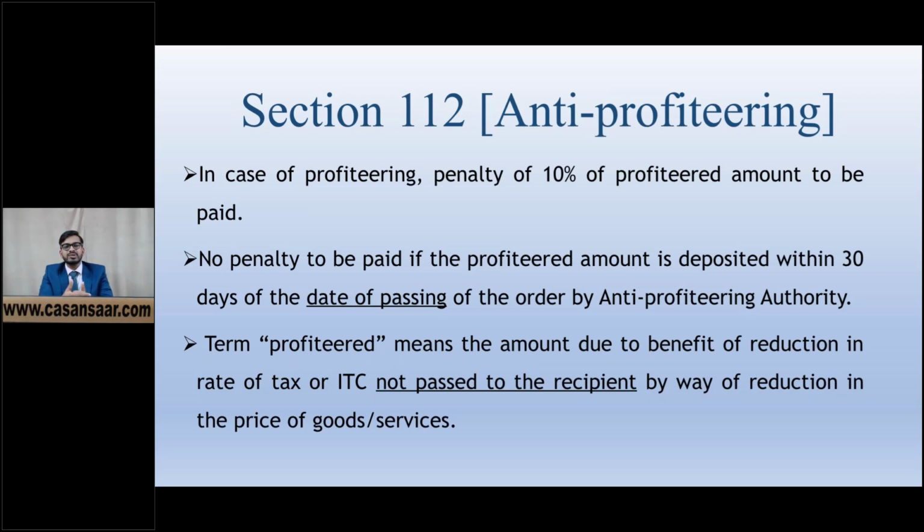So suppose I am selling some goods at 100 rupees plus GST. The GST rate is 12. Then subsequently the government changes such rate to 5. So earlier I was selling at 100 plus 12, 112. Now I should sell the goods at 100 plus 5, 105. But if I keep selling those goods at 112, then I am profiteering an amount of rupees 7, which I have to refund back either to the consumer, and if that is not possible, then to the consumer welfare fund. So this is the meaning they have clarified as regards the term profiteer.